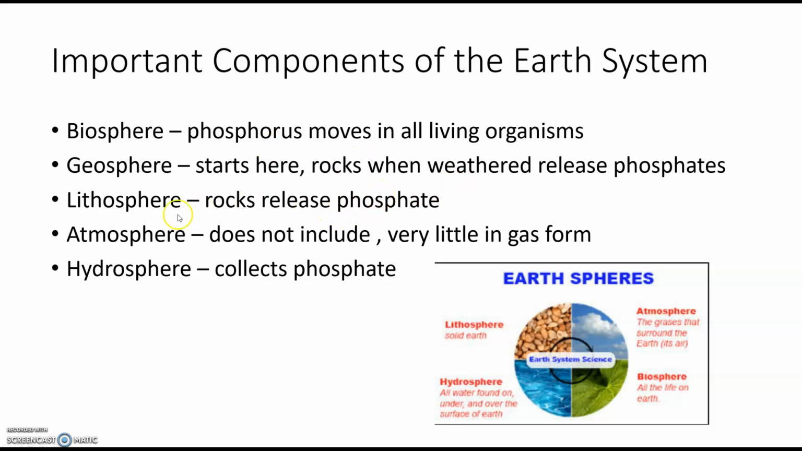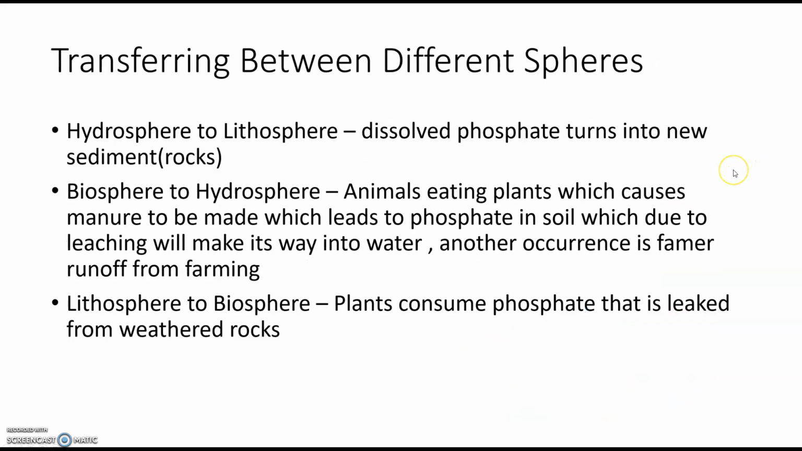And for the atmosphere, it is not included in this system, but there is phosphate in the atmosphere, just very little in gas form from my research. And for the hydrosphere, it collects phosphate. Big important part of it, but we'll get to that on the slide later. And this is the picture I had for this one, which shows our Earth spheres and gives a little definition of each.